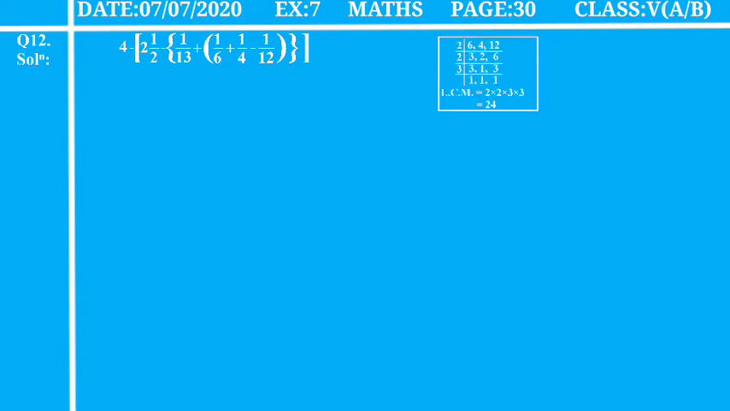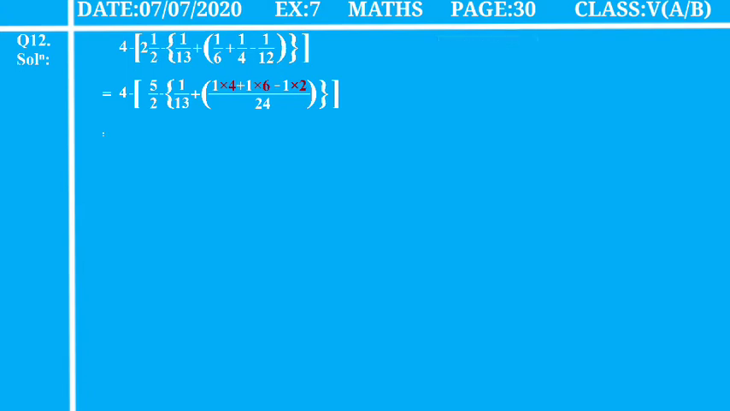First of all, you will take the LCM of the denominators of the fractions which are inside the round brackets. So round brackets, 1 by 6, 1 by 4, 1 by 12. So the denominators are 6, 4 and 12. So take the LCM, that is 24. So the first numerator 1 into 4, second 1 into 6, third 1 into 2. And the symbols between them are plus and minus. So the remaining numbers will be the same. Then multiply, 1 four is 4, 1 six is 6, and 1 two is 2.